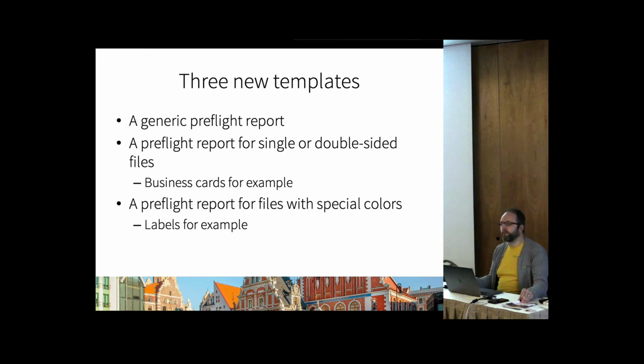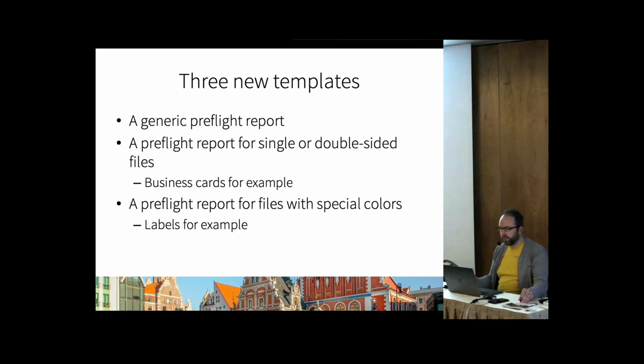And we made two examples so far. One is a pre-flight report for things that are either single or double-sided. So if you know that you're going to get a file that contains either 1 page or 2 pages, for example, because you're dealing with business cards, then maybe there are some things that you'd like to do, like show both pages. If all you're going to get is a single or a double-paged PDF file, then you want a report that shows either 1 preview or 2 previews, depending on the number of pages, and does it in a nice way.